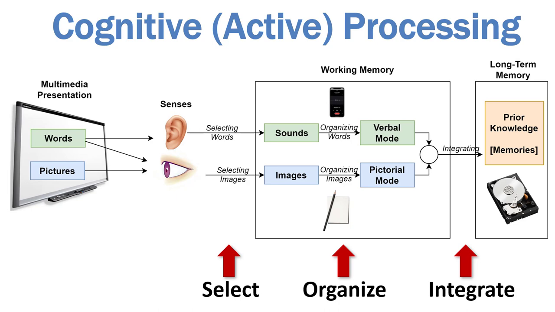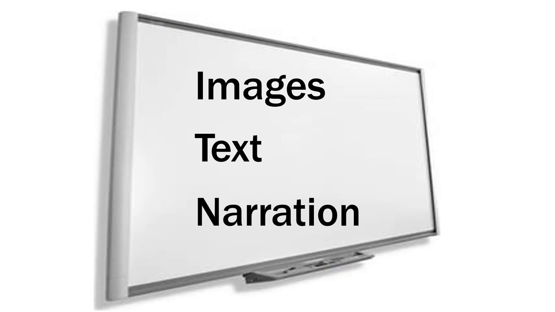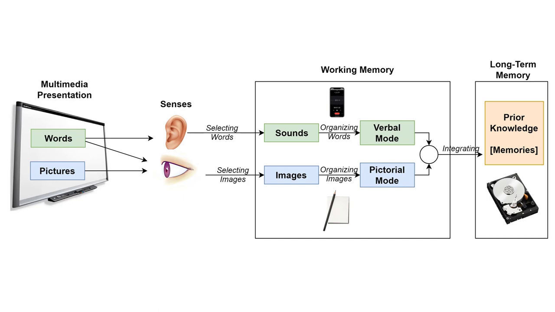So what can teachers do to help learners best perform the work needed to process information needed for learning? What can they do? Most presentations involve some combination of images, text, and narration. The question is, what is the optimal combination of these elements and what's the best way to present them? Let's go back to our cognitive model of information processing to help answer that question, okay?